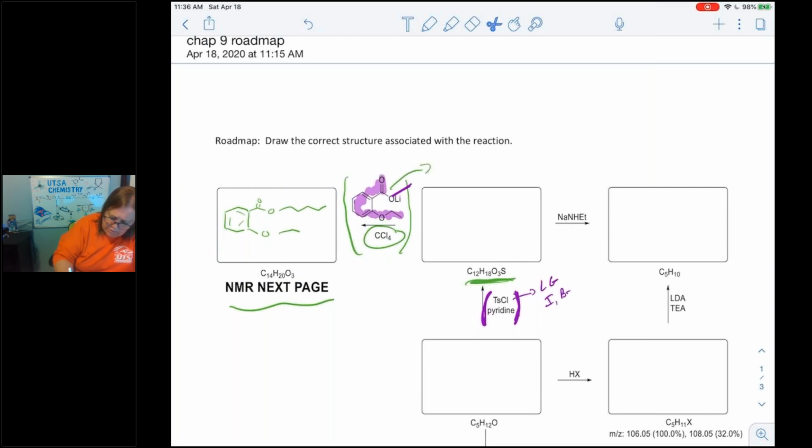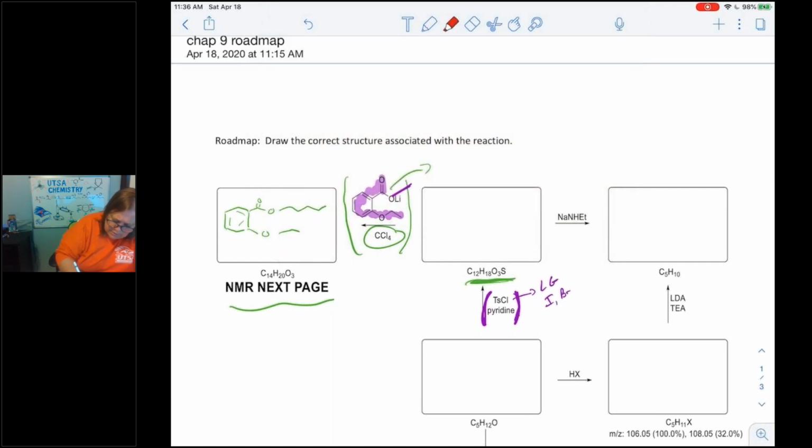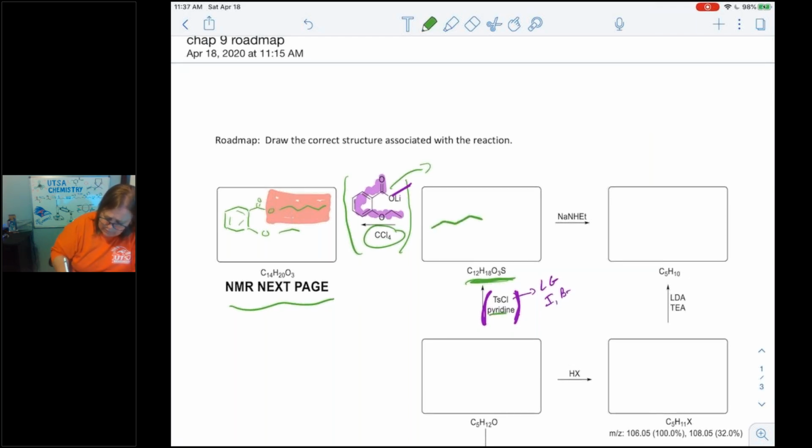And so this is what I added. Okay, and so after that, it's just what? Okay, adding in the structure. So 1, 2, 3, 4, 5, OTs. Okay. You see tosyl chloride, don't look at this molecular formula.